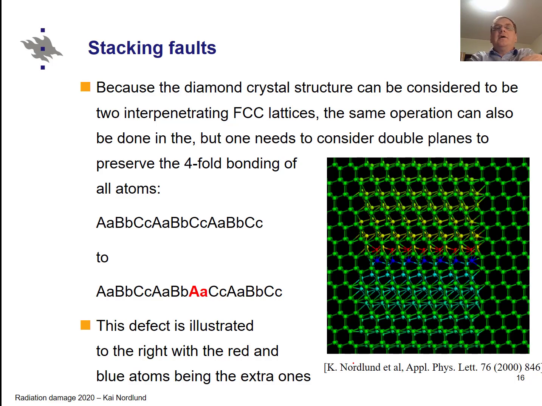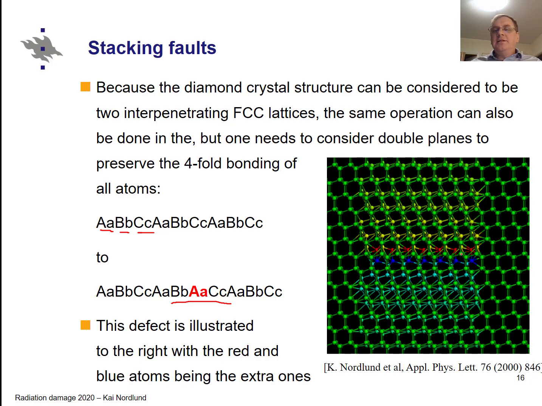And stacking faults can also be formed in silicon and diamond structure crystals. Because if you remember, a diamond structure crystal is two interpenetrating FCC lattices. And it can be written as large A, small a, large B, small b, large C, small c, and so on, stacking Aa, Bb, Cc. And then you can insert a stacking fault by putting in an extra double layer. The reason it's important to put in a double layer is that by doing this, you can ensure that all atoms in the stacking fault core still have 4 bonds.